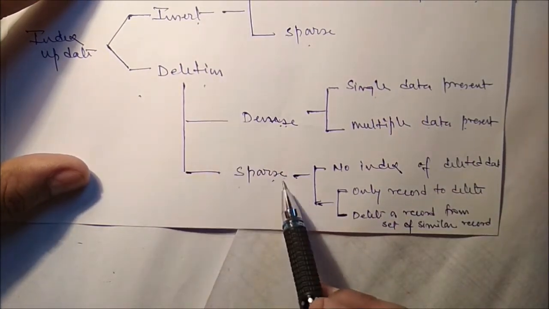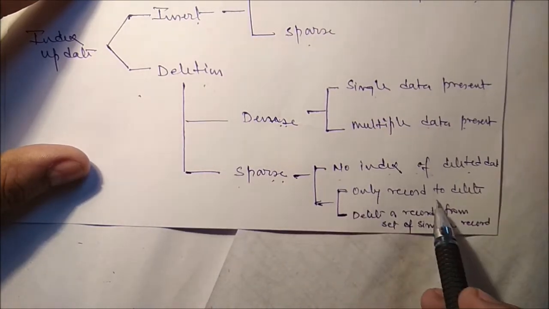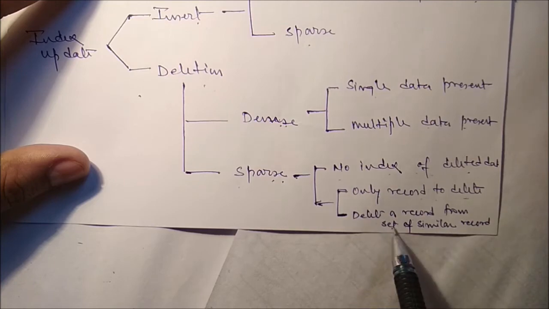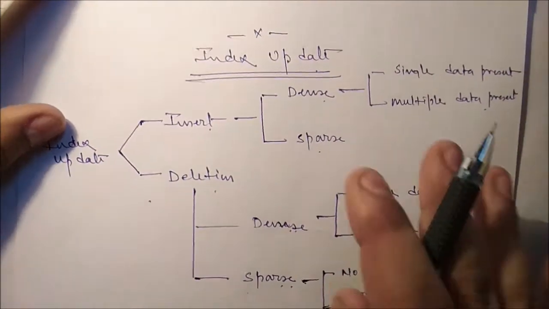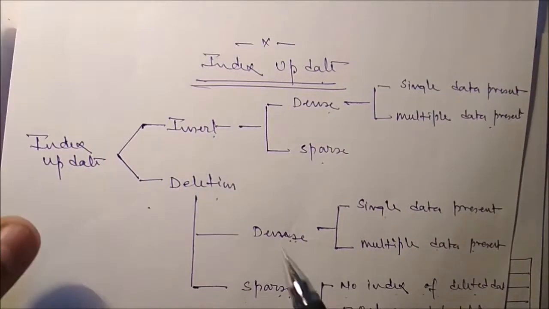Now if it is a deletion and a sparse index, then there is no index for the deleted data, or only one record to delete, or deleting a record from a set of similar records. So these are the cases. We have to see each and every case one by one. Okay, so what is the first case?